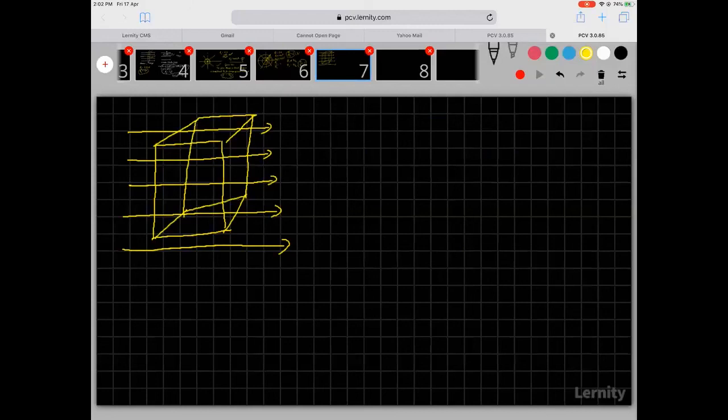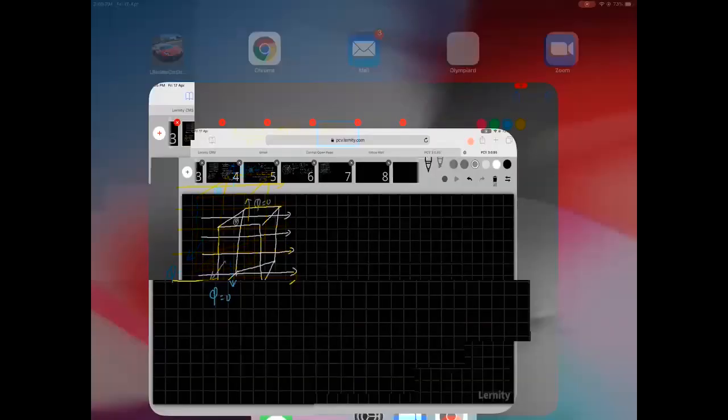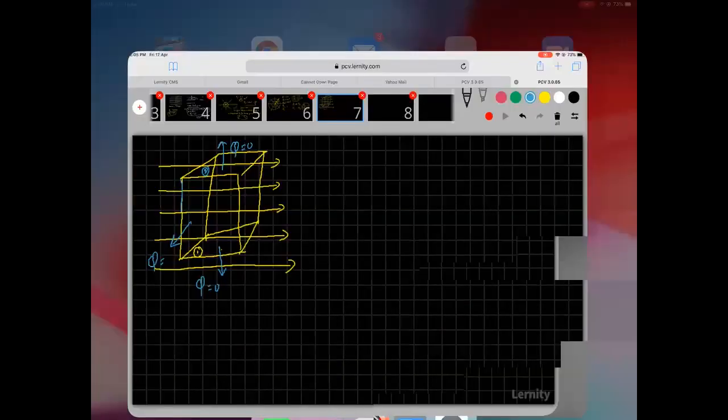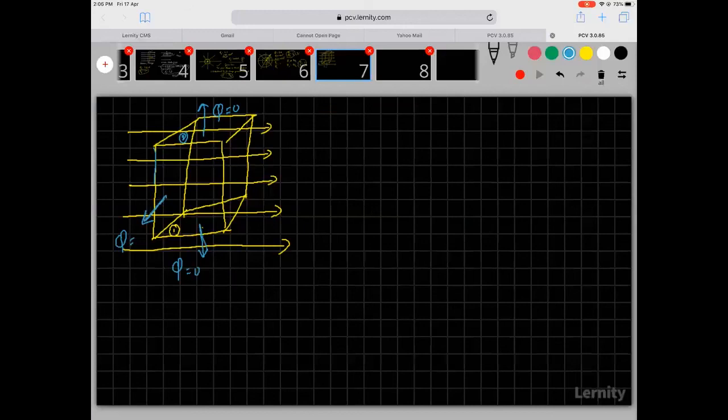So let me find out. Let me write this as surface 1. Surface 1, the area vector is in this direction, so the angle is 90. I was explaining to you, the flux here is 0, the flux here is 0, the flux here is 0, and the flux on this side also is 0. But on this side, the area vector is on this side.